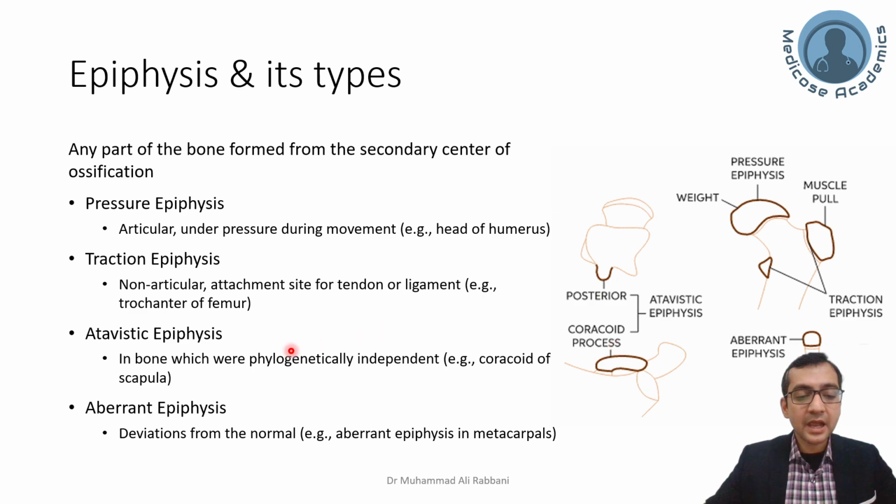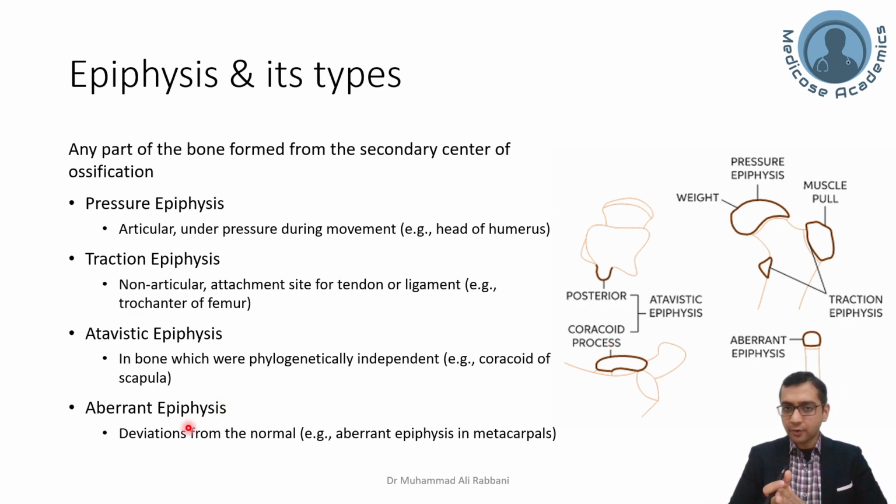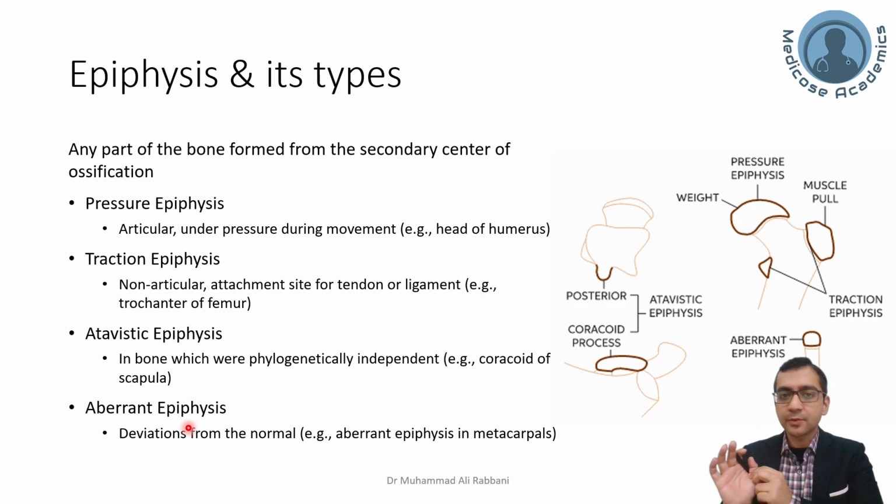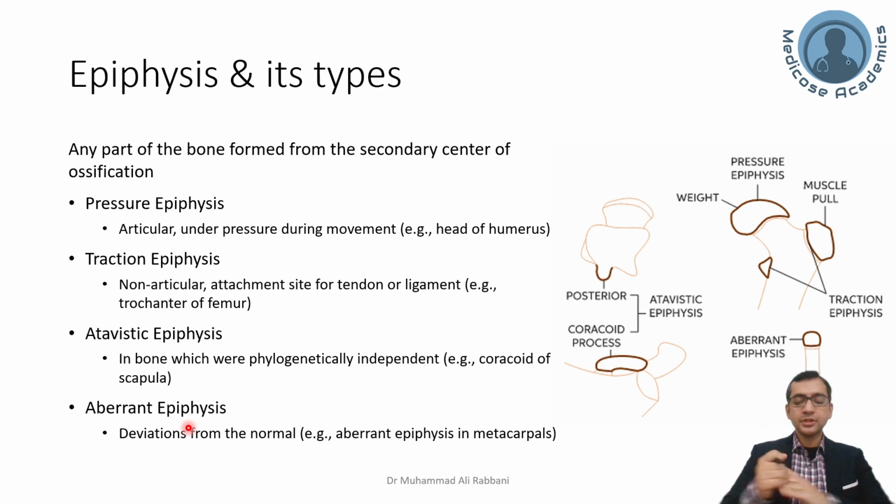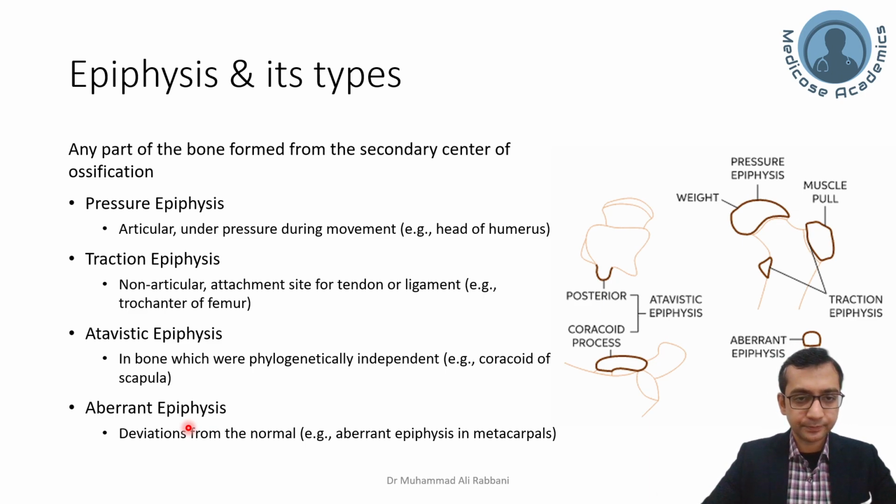And last but not the least, aberrant epiphysis, that are deviations from the normal, not usually present in all people but present in some. For example, there are five metacarpals in your hand. There is only one epiphysis, one secondary ossification center, at the lower end of the first one, and one at the upper end of the second to fifth. What if a metacarpal develops another one at the upper end? That will be an aberrant epiphysis because it is not present in everyone. So these are known as aberrant epiphysis.